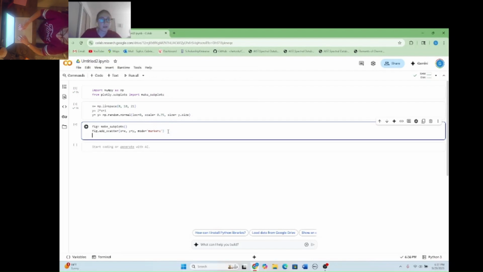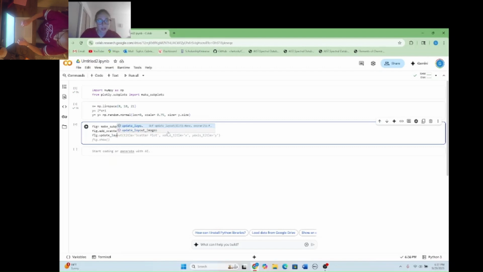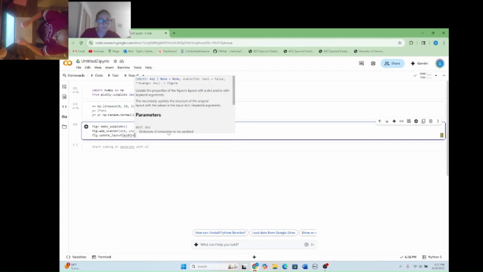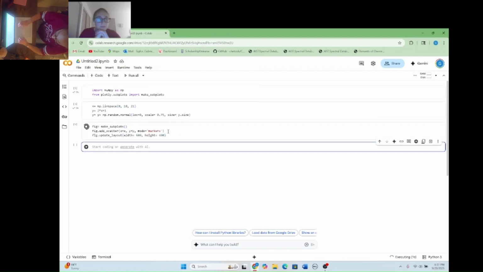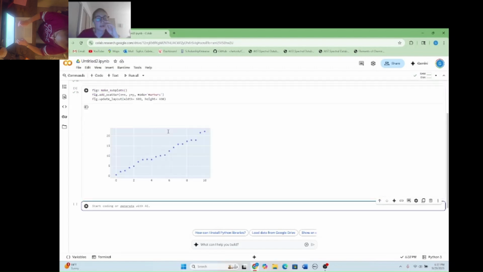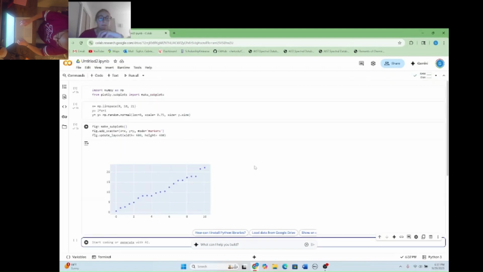And then let's do fig.update_layout with width 600, height is going to be equal to 400. So let's see what this looks like. Okay, so here is our data. You can see that it's not a perfect straight line, that we have some kind of error in there where it's not completely straight and even.